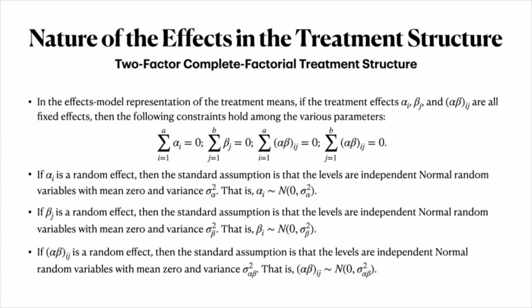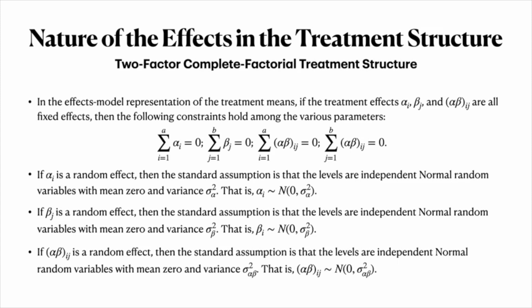On the other hand, if alpha sub i is a random effect, then the standard assumption is that the levels of the alpha sub i's are independent normal random variables with mean zero and variance denoted by sigma squared sub alpha. Notationally, we write that as shown here, alpha sub i distributed as, with the tilde being the shorthand notation for is distributed as, a normal random variable with zero mean and variance sigma squared sub alpha.